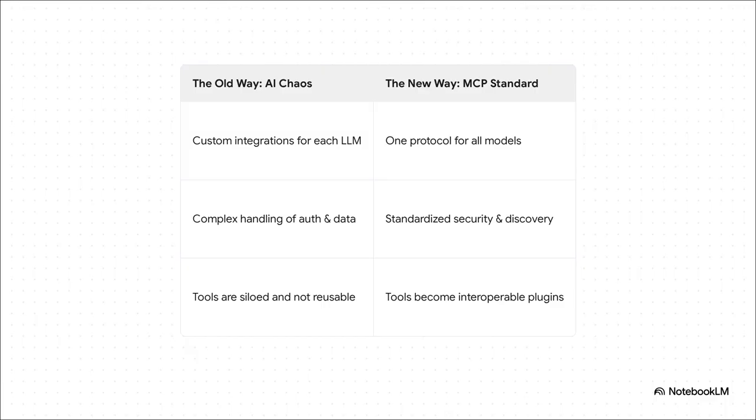This really lays out the mess we're in. The old way is just this tangled web of custom code for everything. It's inefficient, it's not very secure, and you can't reuse anything. Now, the new way, with MCP, it creates a single standard. You build a tool once, and then any AI that's compatible can use it. It's clean, it's secure, and everything just works together.